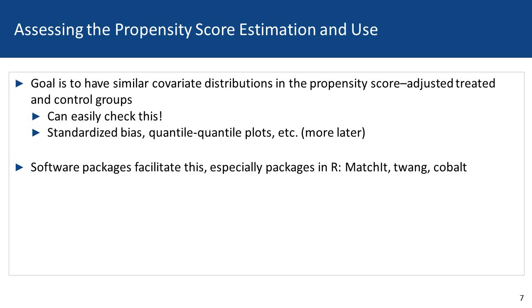I'm going to show you some examples of that. I also just want to highlight that many of the propensity score software packages facilitate this sort of approach. Particularly, there are packages in R that have some really nice features in this regard. Packages called Matchit, Twang, and Cobalt. So you don't have to code all of this yourself. Those packages help you do it.